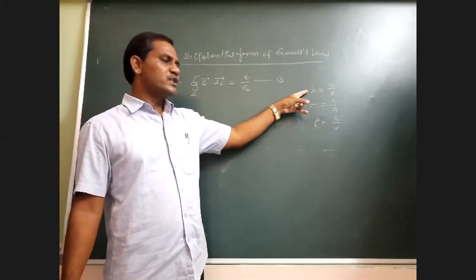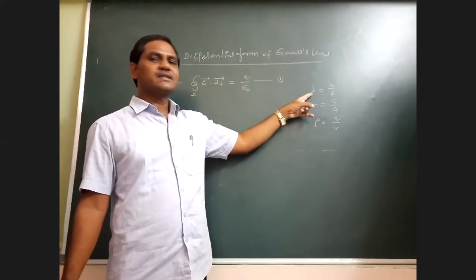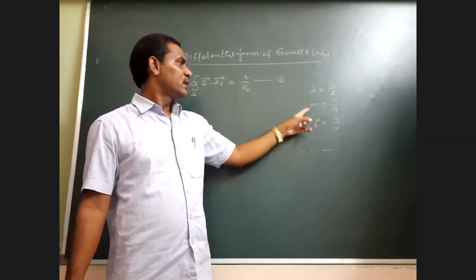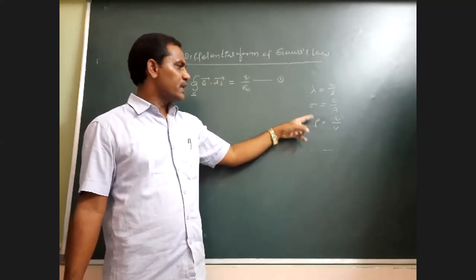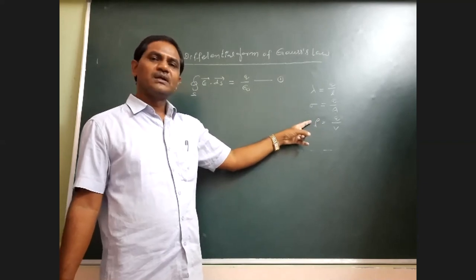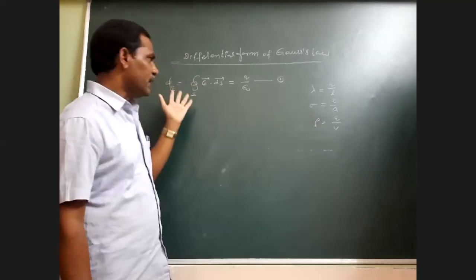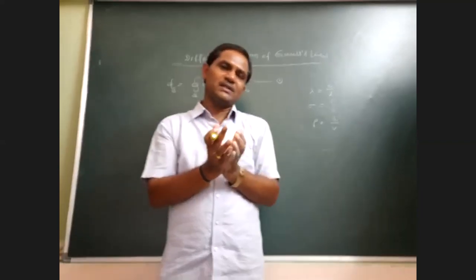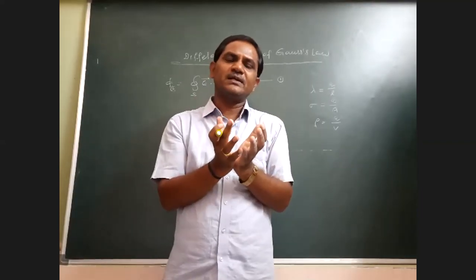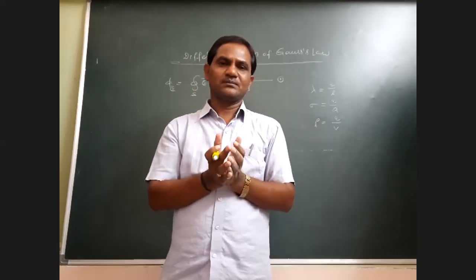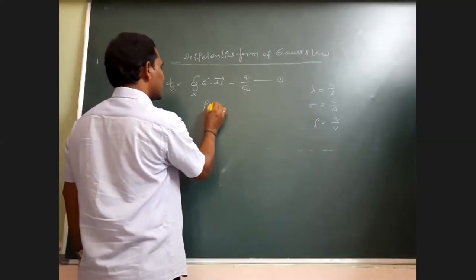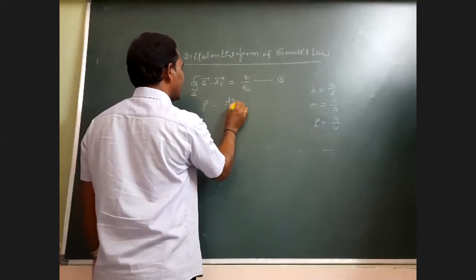For linear charge distribution, we consider lambda. For surface charge distribution, we consider sigma. In the case of volume charge distribution, we talk about rho. Here we consider some closed surface about the charge, so that the closed surface bounds some volume. Therefore, we should consider the volume charge distribution, that rho is equal to dq by dv.